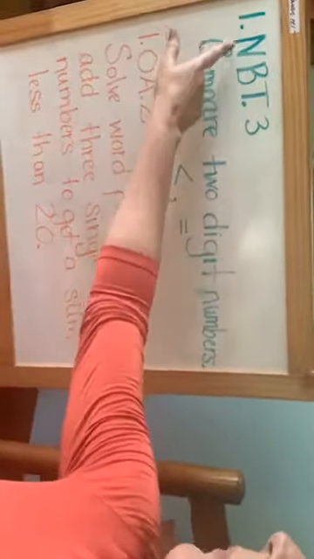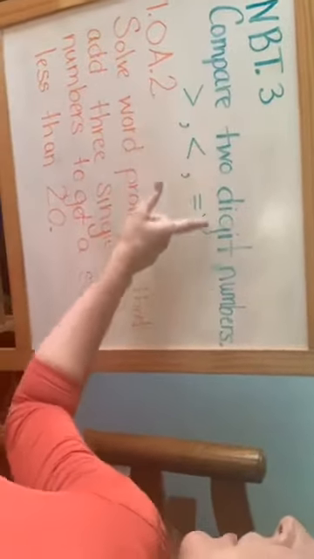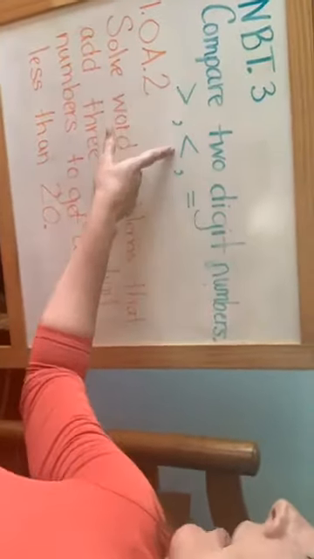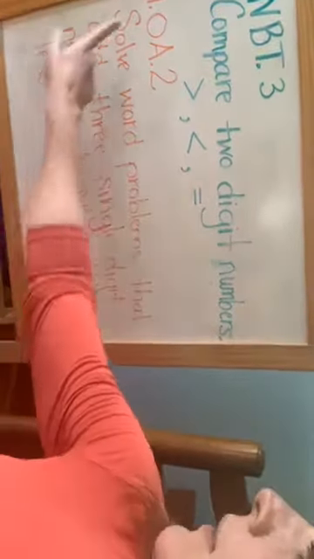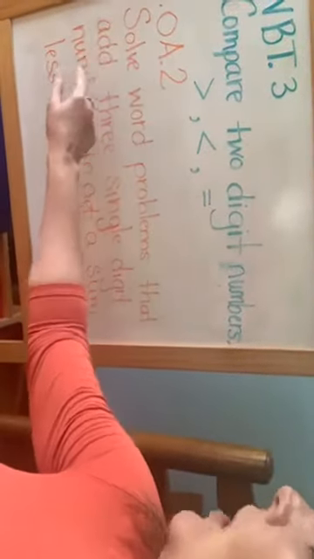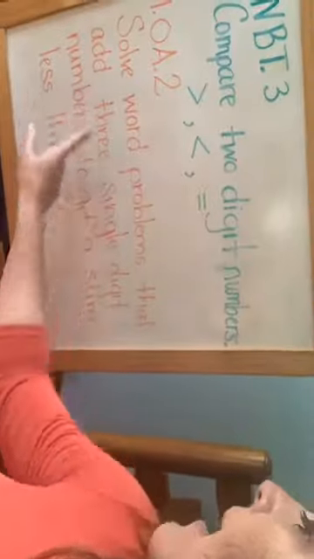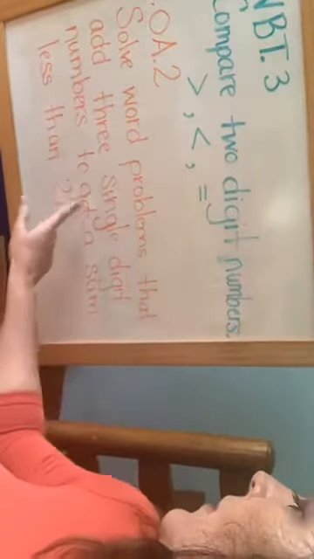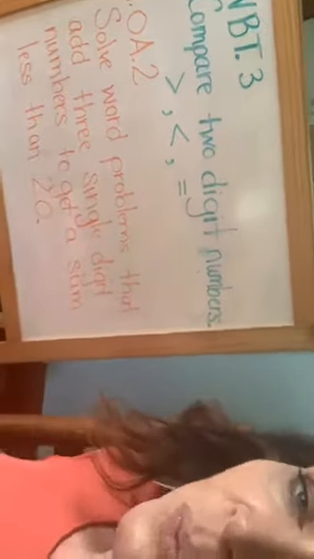We have 1.NBT.3, compare two-digit numbers using greater than, less than, or equal to. And then we have 1.OA.2, solve word problems that add three single-digit numbers to get a sum less than 20.